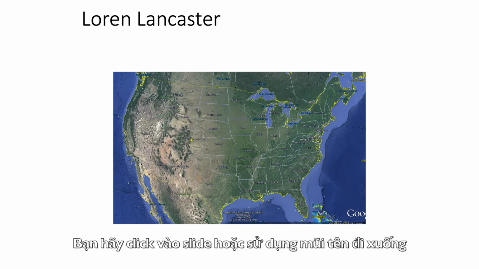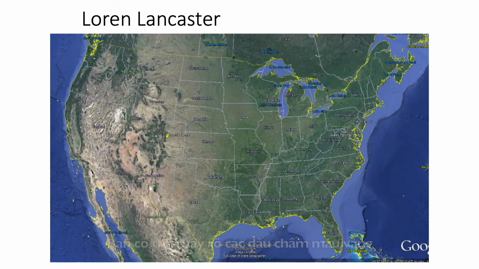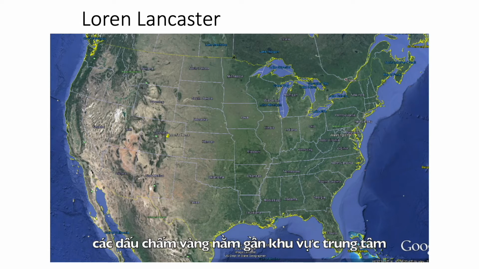Click or use your down arrow to zoom in a little bit on the map. Now I assume the map has expanded and you can clearly see the yellow dot slightly to the left of the center. That's where I live now when I'm not in Vietnam. If you haven't guessed by now, my name is Loren Lancaster. My name is shown up on top of the slide. As you can see, the yellow dot is roughly in the center of the square that is a state. That state is called Colorado.